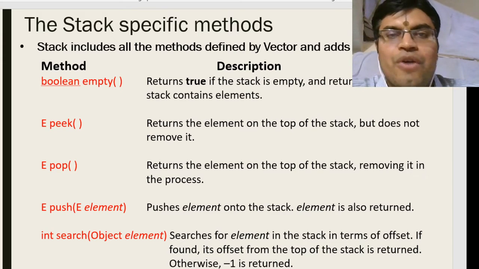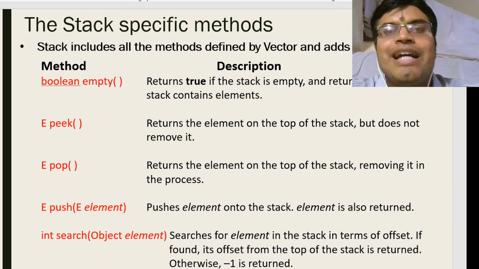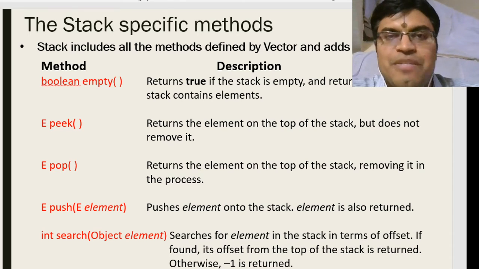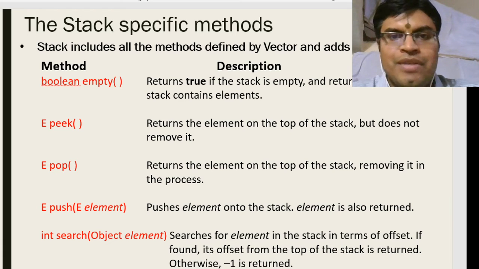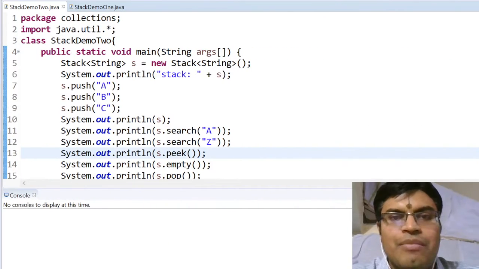Now, what is the offset value? We will see a little later when I talk about the program. So when you're searching for a particular value and that value is not present in the stack, it will return -1, which means that value is not present in that particular stack. Okay, so we will now look at the program.